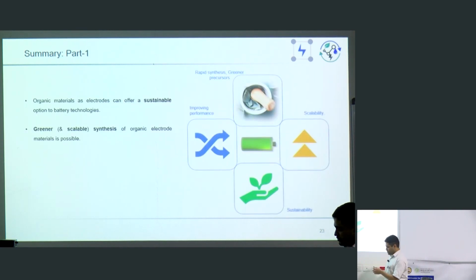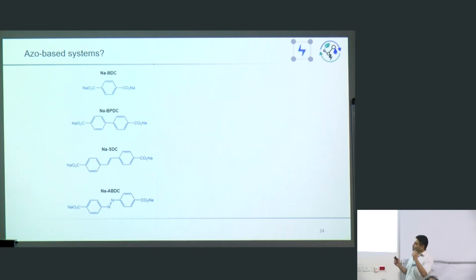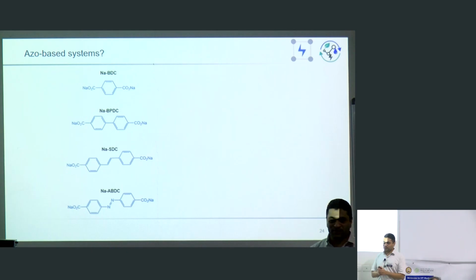Right. So with this, I hope I've been able to demonstrate to you that organic electrode materials are not bad. They can actually be useful battery materials, and you can use these greener synthesis methods for producing them. If you're looking at the molecules that I've shown so far, if you just keep on extending the length, you get the same redox chemistries.